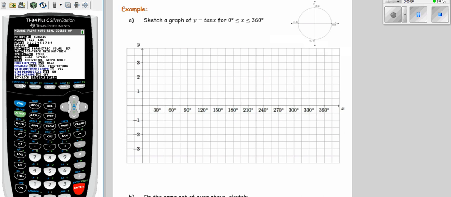I'll get rid of that second one. I don't want that. So tan x, yep. And I need to adjust my window. So it's roughly from -10 to 360.